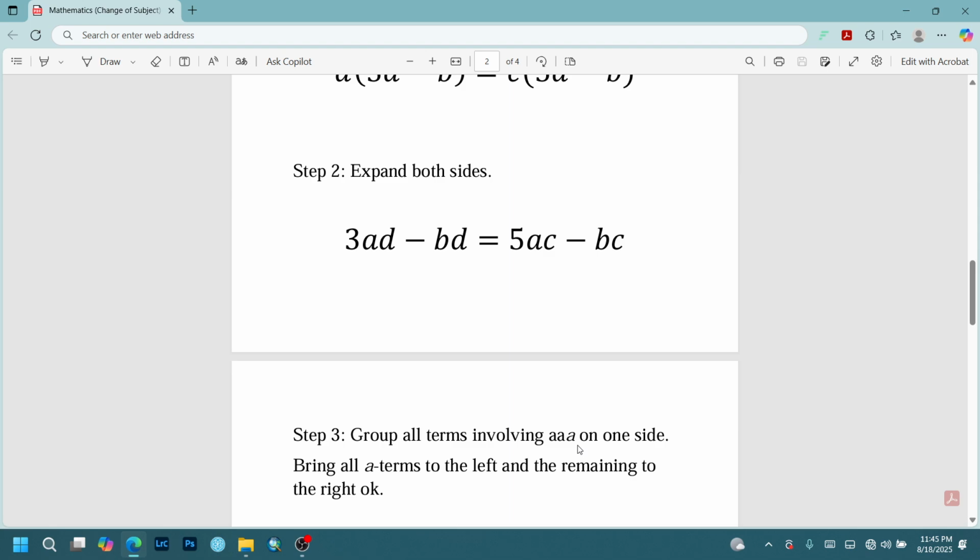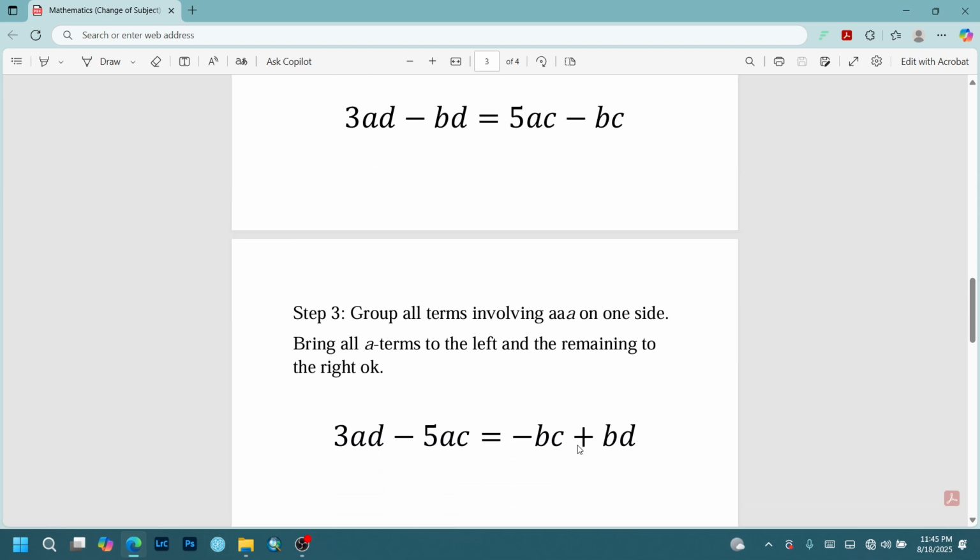So we group all terms involving A on one side, bringing A terms to the left and the remaining to the right. That is grouping like terms. So we are going to have 3AD minus 5AC equals negative BC plus BD, because we maintain 3AD, and 5AC is a positive number. So when it crosses the equal to sign, it will change its form to become a negative number.